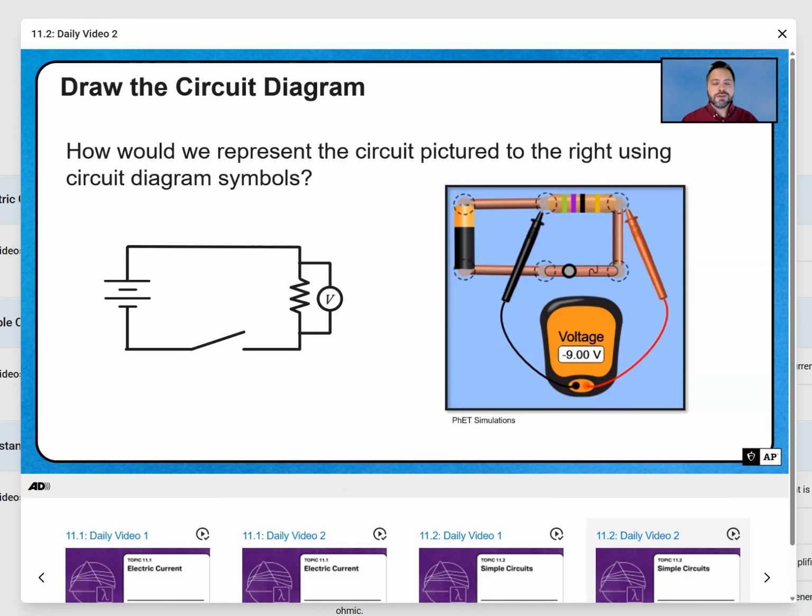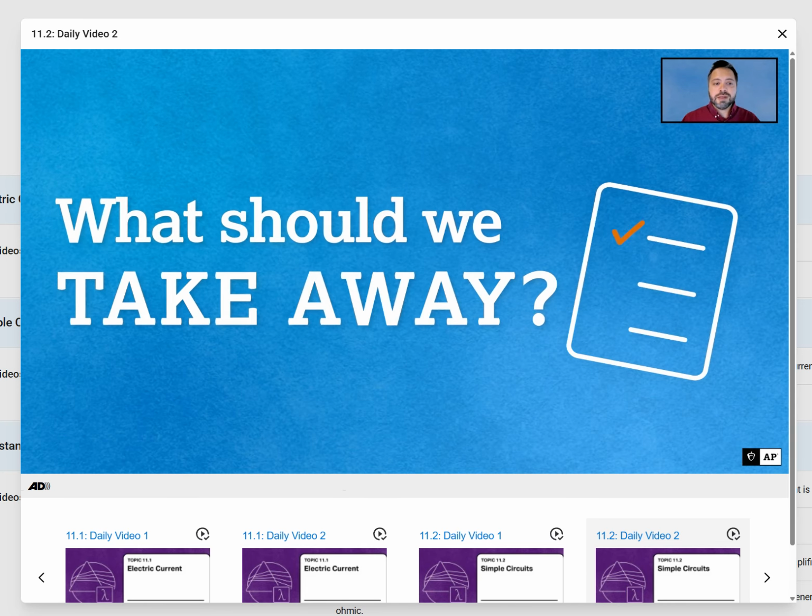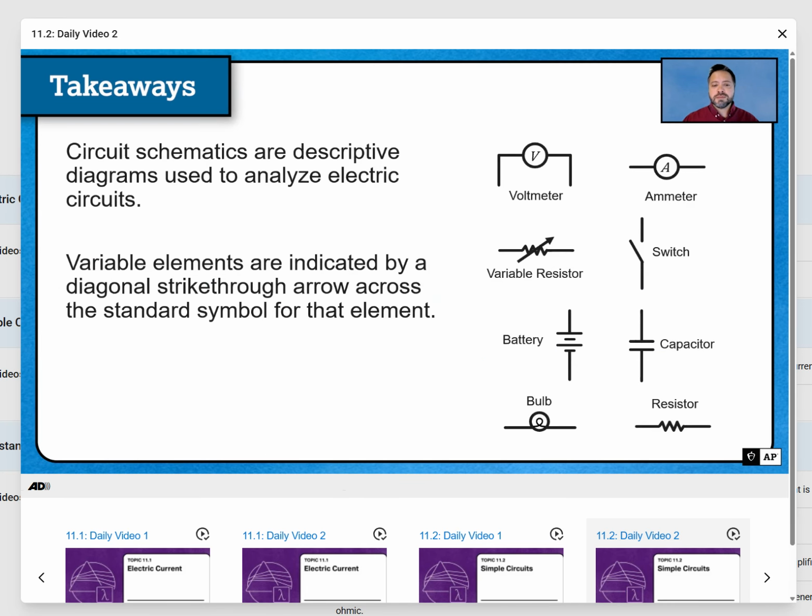So hopefully we learned how to draw circuit diagrams. That's the big thing I want you to be able to take away: we have some common symbols that we can use to communicate with each other through these actual diagrams, these schematics. So here's a list of them again: the voltmeter, the ammeter. Remember, for the resistor, it's a zigzag. Here on the variable resistor, I've just drawn an arrow, a diagonal arrow through it. We have a switch, the battery and capacitor. Those are different. So remember, the capacitor is two parallel lines of the same size, whereas the battery is alternating sizes. Then we have another bulb just for review, and that's all I have for you.